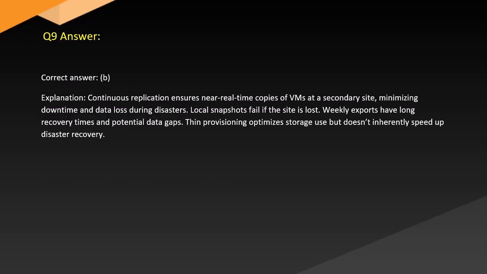Answer. Correct answer: B. Explanation. Continuous replication ensures near real-time copies of VMs at a secondary site, minimizing downtime and data loss during disasters. Local snapshots fail if the site is lost, and weekly exports have long recovery times and potential data gaps. Thin provisioning optimizes storage use but doesn't inherently speed up disaster recovery.